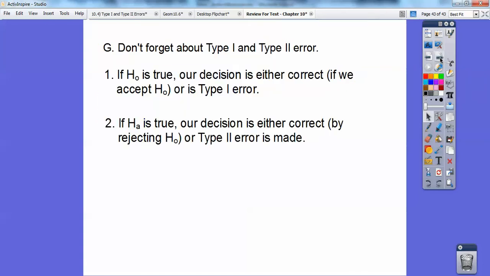All right, and then don't forget about your type 1 and type 2 errors, and there's a video on that as well. So basically, if we accidentally reject H0, if we get some statistics that say it's significant to reject H0, but in fact H0 was true, that's a type 1 error. And if we do the opposite, if HA is true and we fail to reject H0, then a type 2 error is made.